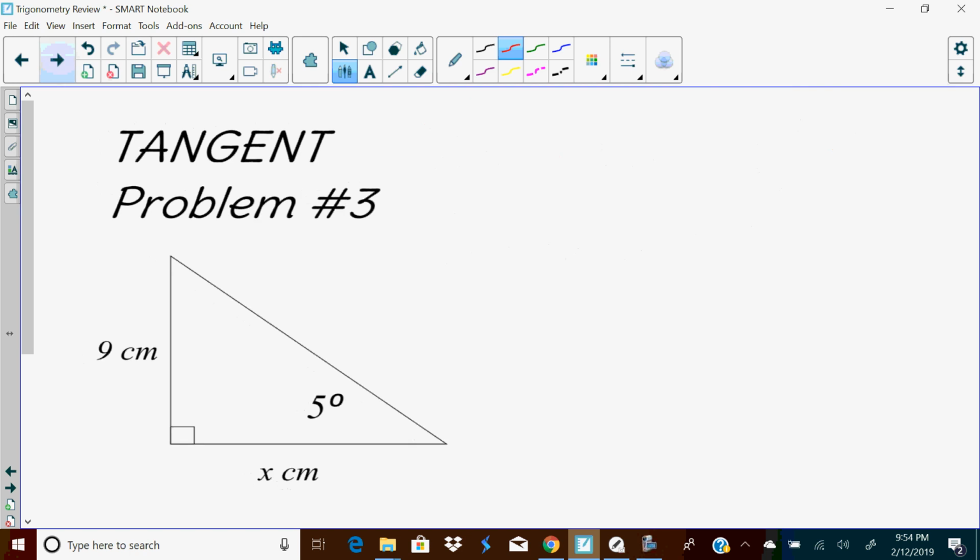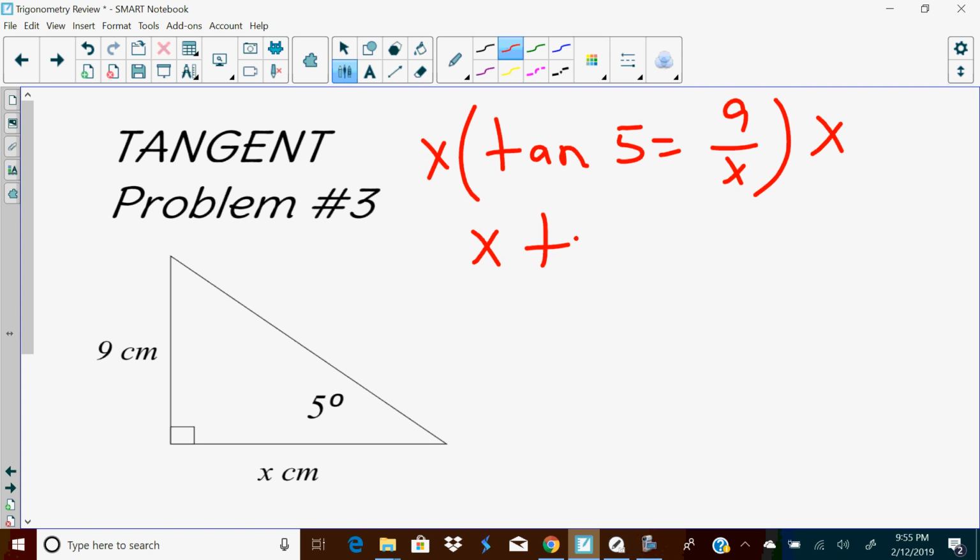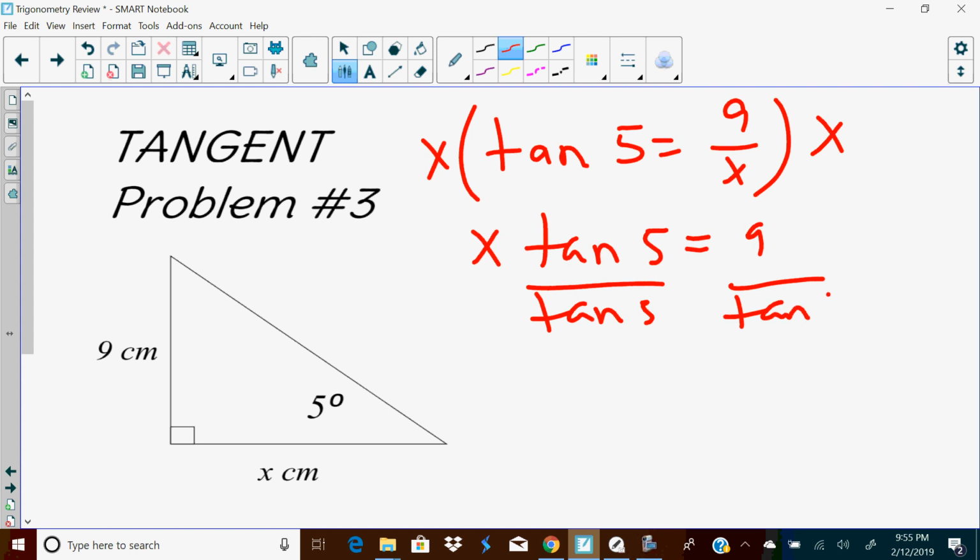And now I have my opposite, but I don't have my adjacent. So I'm going to do tangent of 5 equals opposite over adjacent, so equals 9 over x. Multiply both sides by x. Equals 9. Divide both sides by the tangent of 5. So I get x equals 9 over tangent of 5. So x equals 102.87.